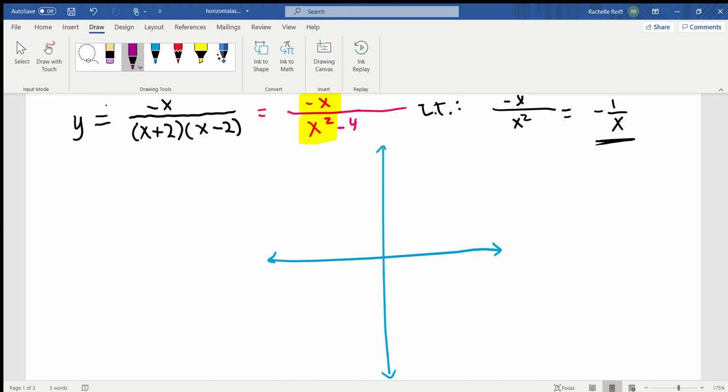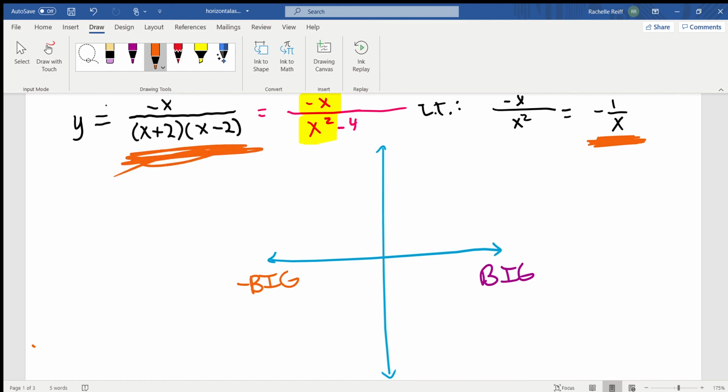In other words, we want to know what happens if we're plugging in really, really big numbers for x, right? And also, let's do this in orange. I also want to know what happens to the left eventually. So I want to know what happens when I plug in really, really big negative numbers, like maybe negative a trillion. I want to know what happens on the right and what happens on the left. So we're going to plug in really, really big numbers into this function, and that'll tell us what this function eventually looks like, okay?